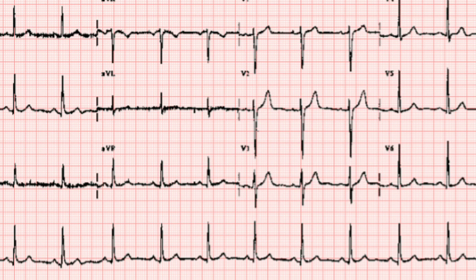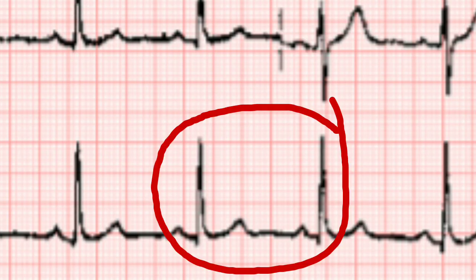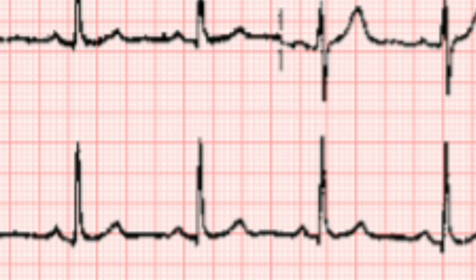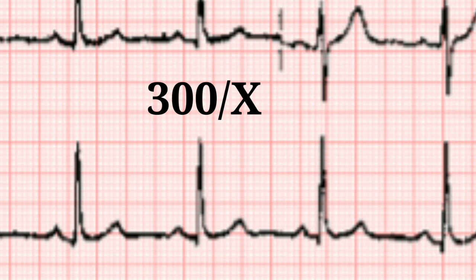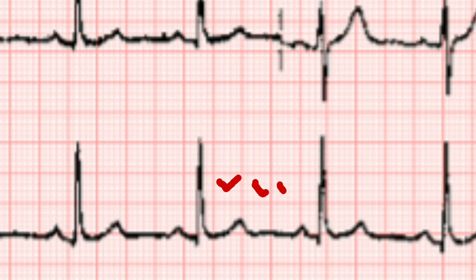So in order to calculate the heart rate from the ECG, which is very important from the clinical point of view of a patient, there are 4 methods. First of all, you select 2 contiguous R waves. Then you count the number of large boxes between these 2 R waves and divide 300 by this number. Say this is X, then you divide 300 by X. X is the number of large boxes between 2 R waves, and that will give you the heart rate from the ECG.